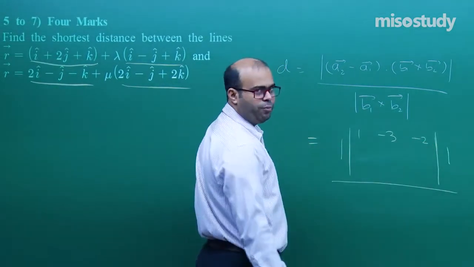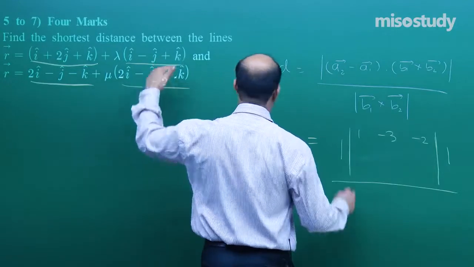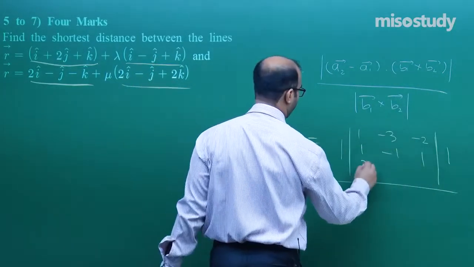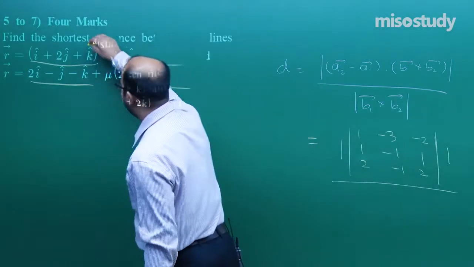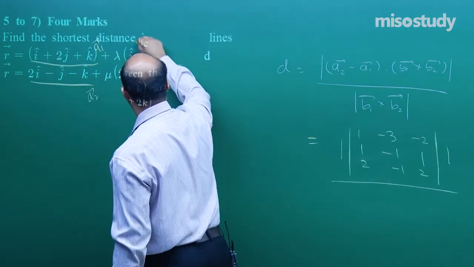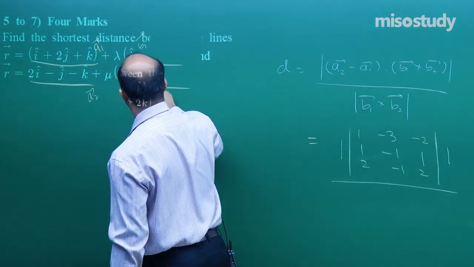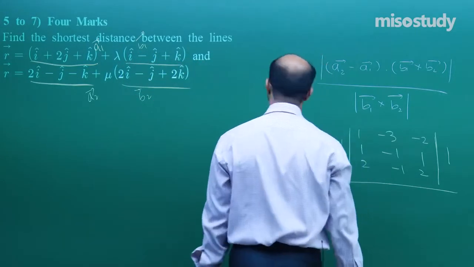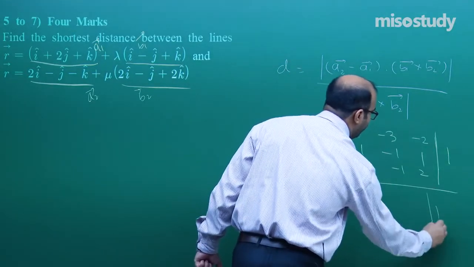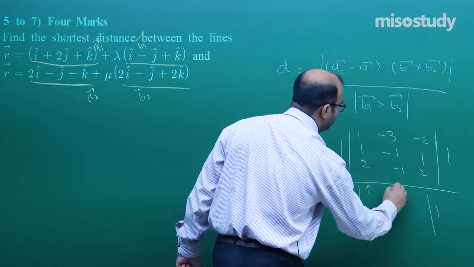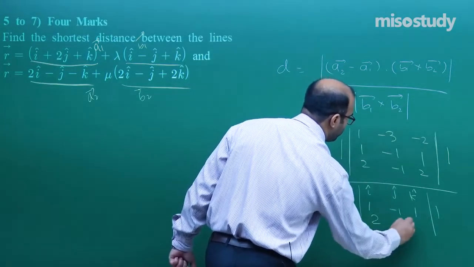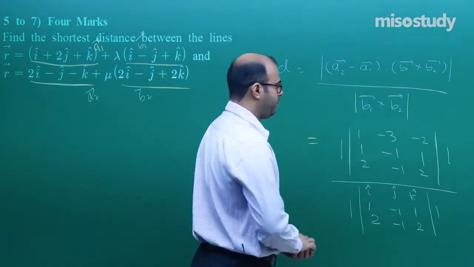and minus 1 minus 1 is minus 2. Now, the component of B1 vector is 1, minus 1, 1, and the component of B2 vector is 2, minus 1, 2. So, this is your A1 vector, this is your A2 vector, this is your B1 vector, and this is your B2 vector. So, you should understand from where we are taking these terms. B1 cross B2 is actually again putting the first row as i j k, and the other 2 rows are the same as in the numerator, that is B1 and B2, and the modulus of that.